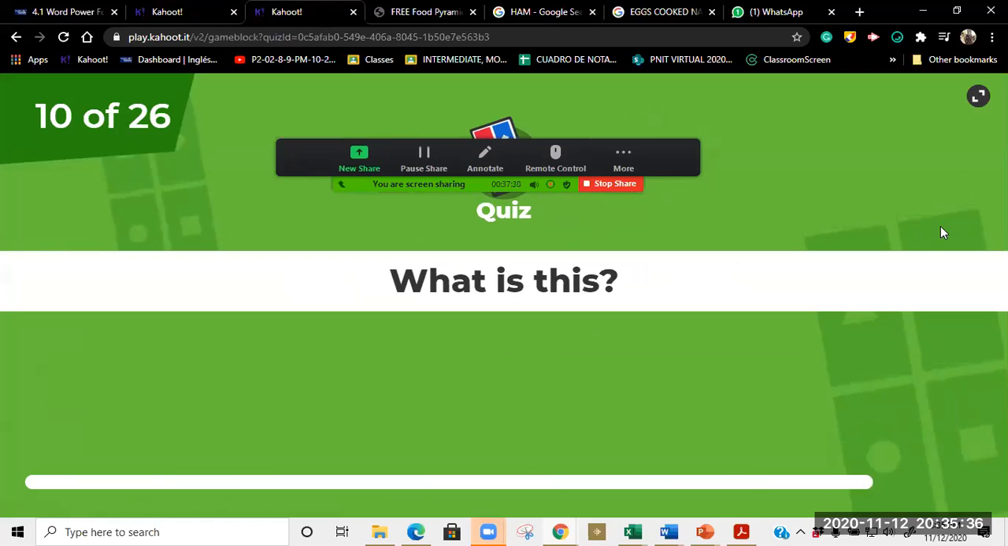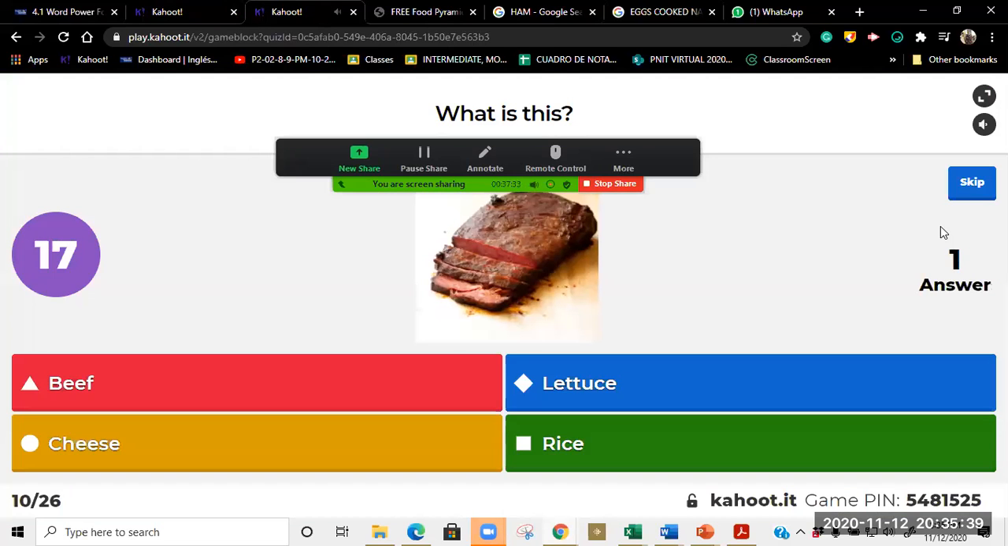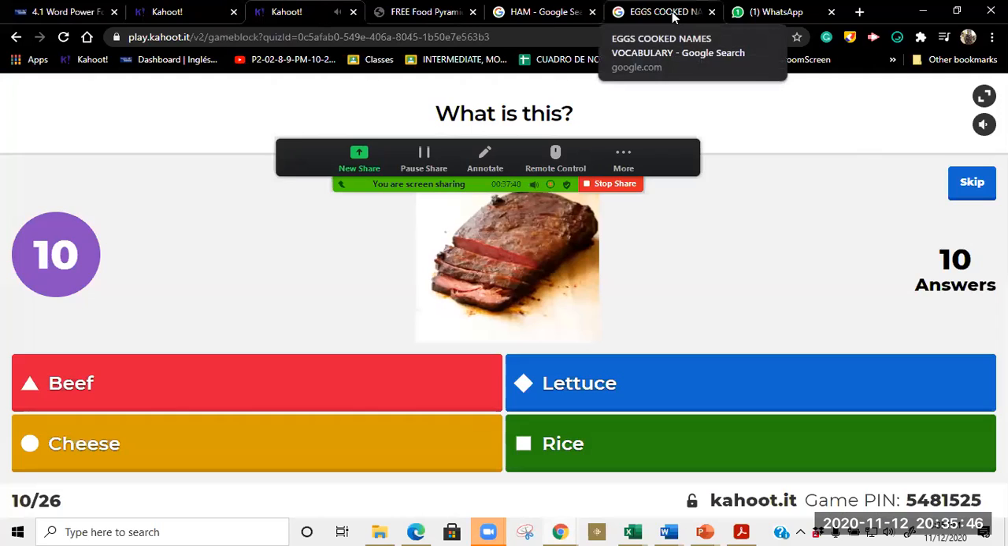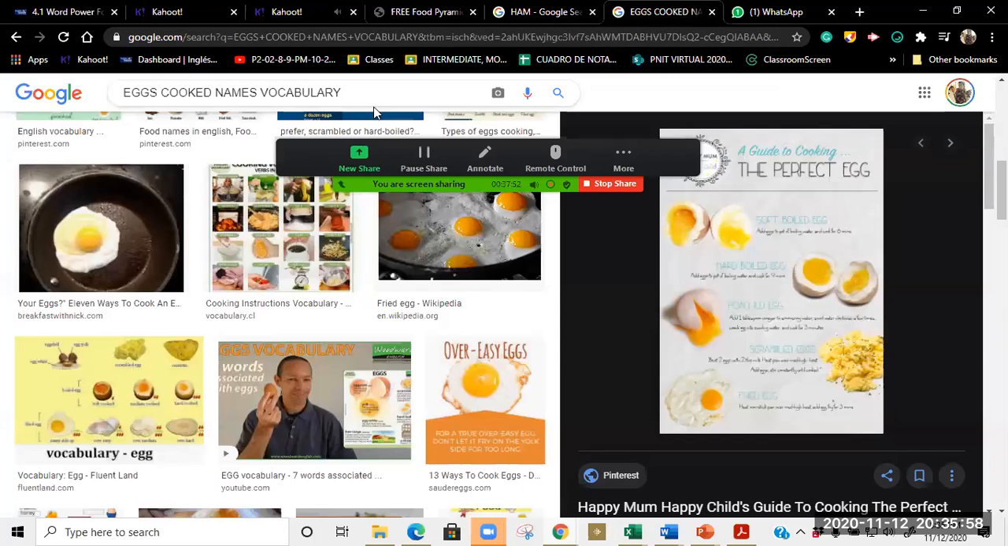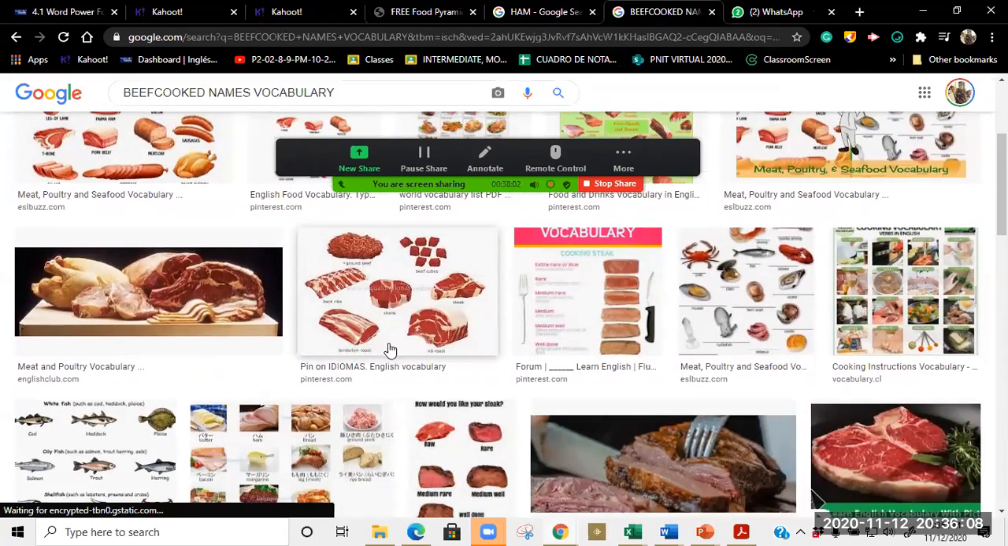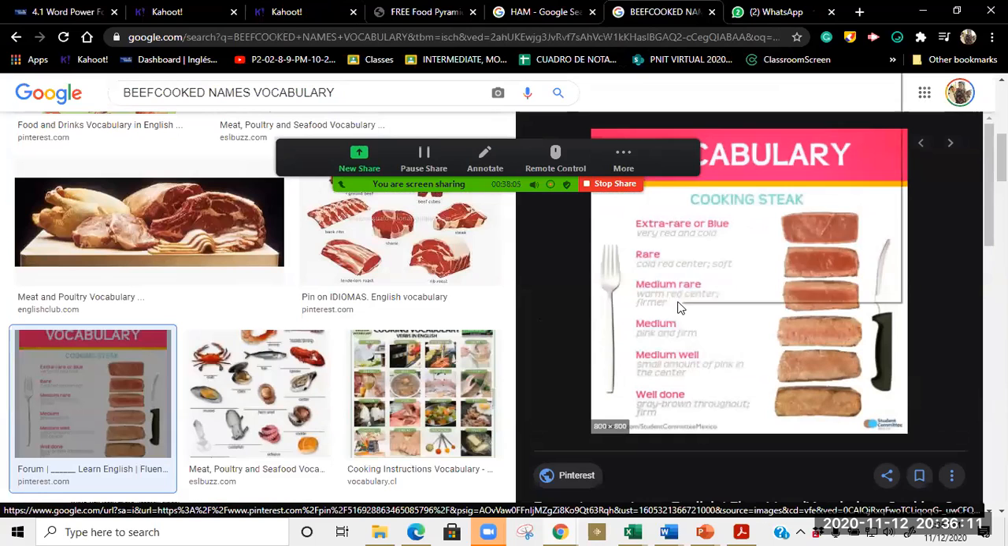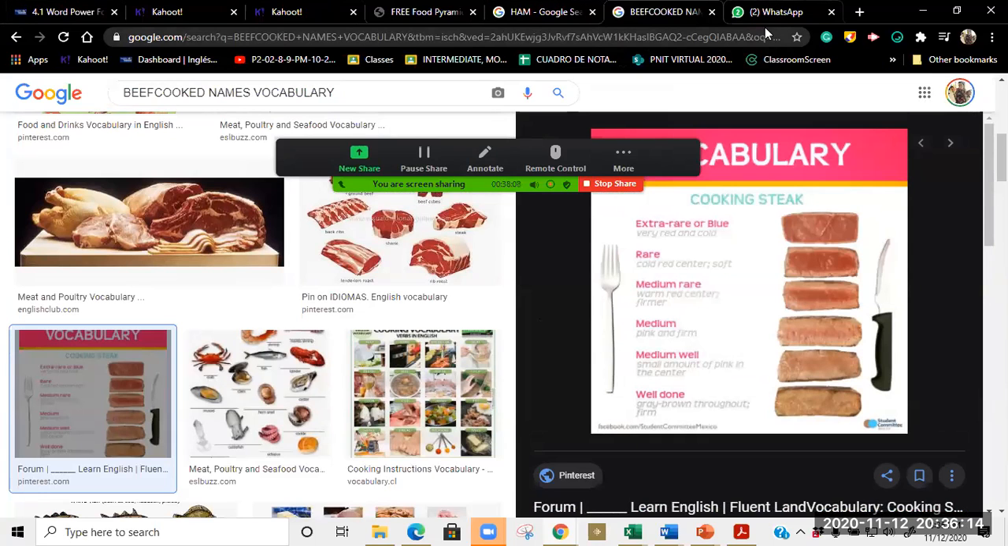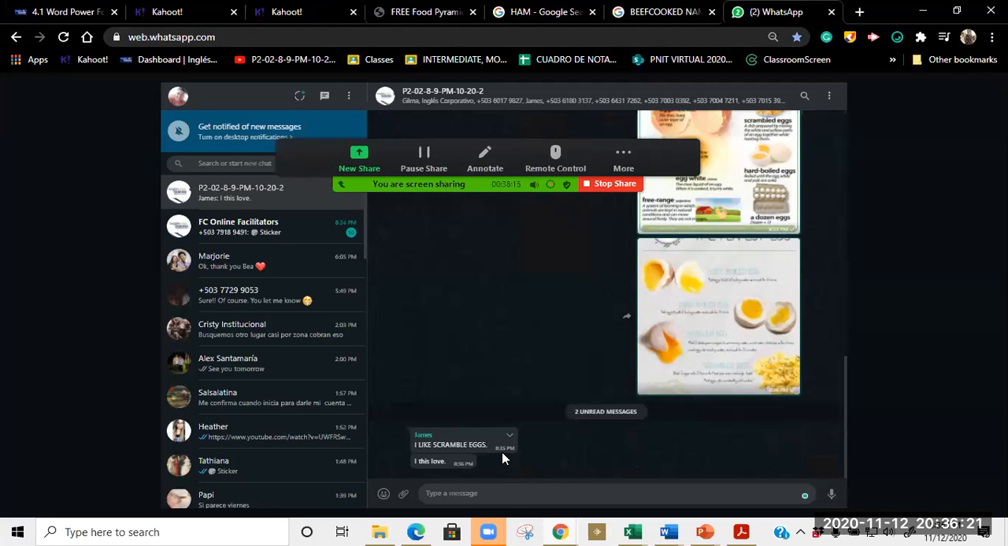What is this? The following one. Easy. Very good. This is beef, and I think I also have something for this one with beef. Okay, this is how you like it, which is cruda, medio cruda, tres cuartos, etc. Well done, depending on how you like it.